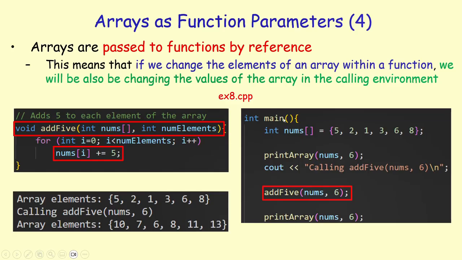When we make a call to this function, add5, from within main, passing this array as the argument, after we return from the function, we'll see that the values of the array in the calling environment, which is main, have changed. They are now increased by 5 because we have added 5 to each element of the array.